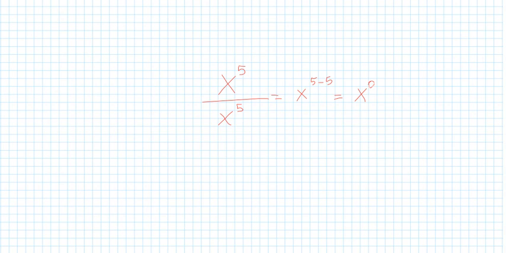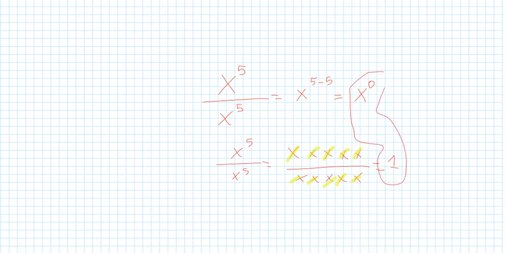Right? So if I'm not going to use my exponent law, anything I divide by itself, because I get x, x, x, x, x over x, x, x, x, x, I'm going to cancel everything, and I'll be left with 1. But if I use the exponent law, it gets me x to the power of 0. So x to the power of 0 is equivalent to 1. No matter what your base is, if you're raising it to the power of 0, it's going to equal 1. Because anything I divide by itself is 1.